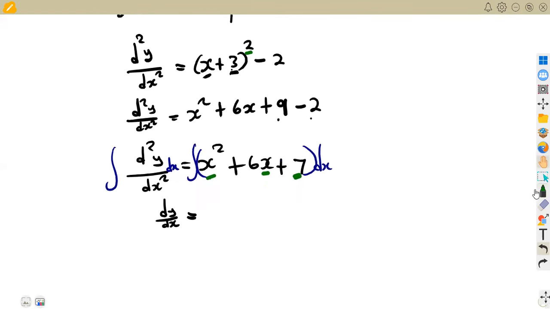So we are going to integrate this part here. That's x squared, we add 1. So if we add 1 here, this will be a 3. So that's x to the exponent of 3 over 3. All right, we move on to 6x. This is already a 1.